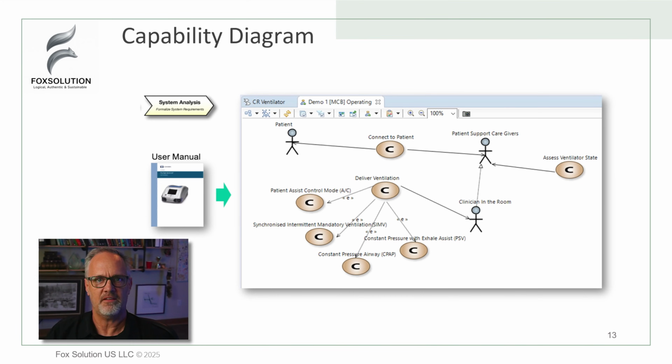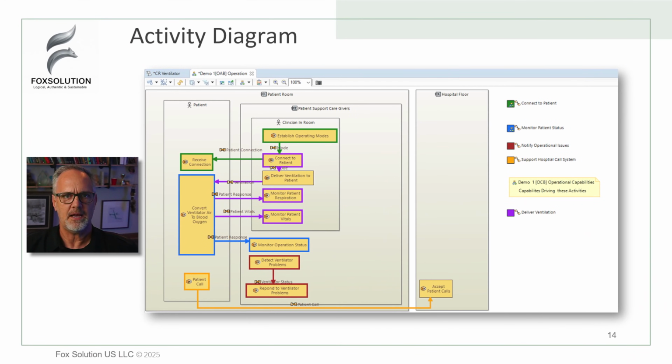We're going to have a patient assist control mode. We're going to synchronize mandatory ventilation. We're going to do all kinds of things that are related to delivering ventilation. Once we understand better, at the top level, everything that's related to that deliver ventilation capability, we're going to break it down. The first way for us to do that is what's called an OAB diagram, operational activity diagram, blank is what the B stands for. And we're going to identify the steps that someone would have to go through to deliver that particular capability.